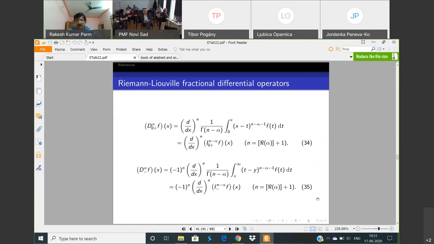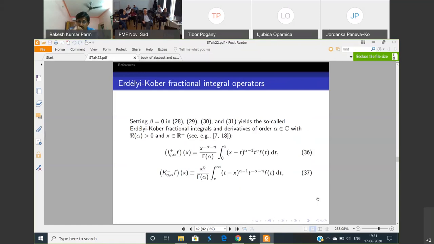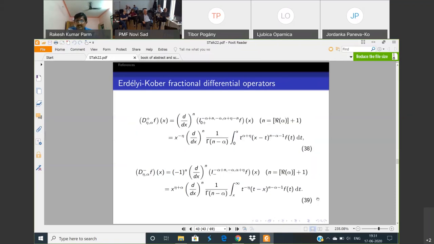Fractional differential operators are 34, 35. If we put beta equal to 0, these operators reduce to the Erdélyi-Kober fractional integral and derivatives. Here we present them by 36, 37, 38, and 39.